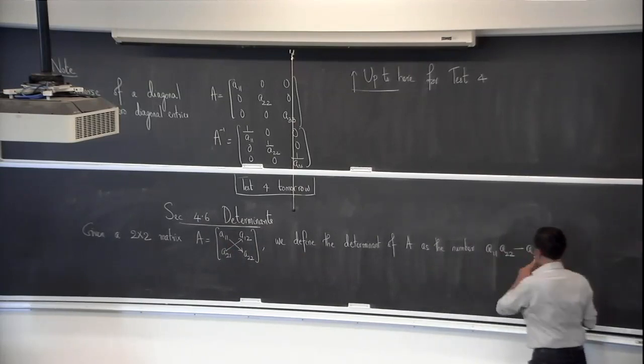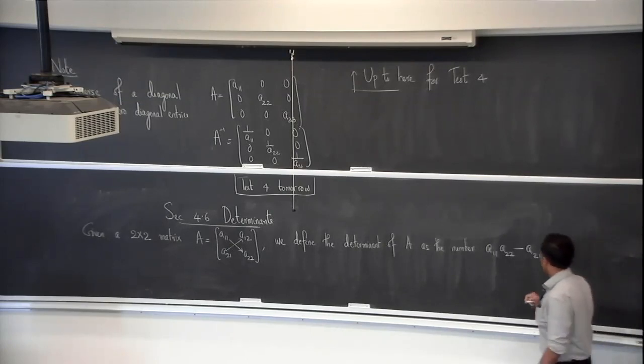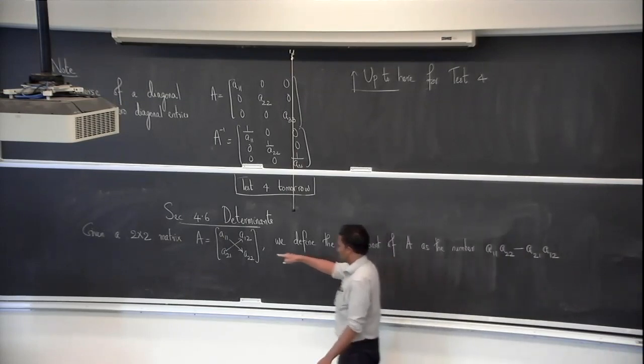Or A12 times A21. Okay. And that's the number we had in the denominator of the 2 by 2 matrix, which we were trying to make sure it's not equal to 0. Okay. So this is what you write as the determinant of A.